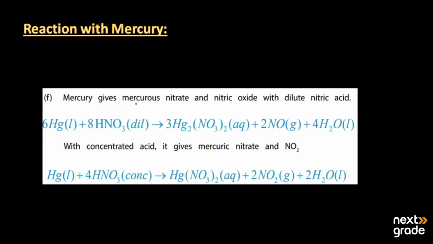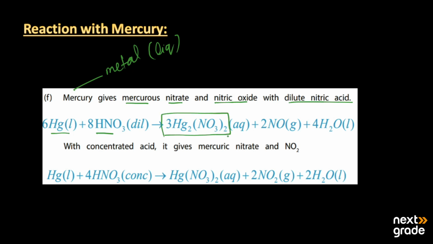Mercury gives mercurous nitrate and nitric oxide when it reacts with dilute nitric acid. Here we have the mercury symbolized as Hg. It is the only metal that is present in the liquid state in nature. When it reacts with nitric acid, it produces mercurous nitrate, Hg2(NO3)2, and nitric oxide, along with the production of water.